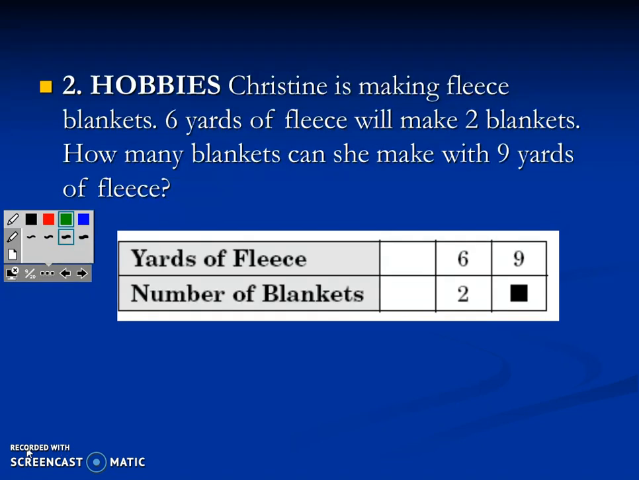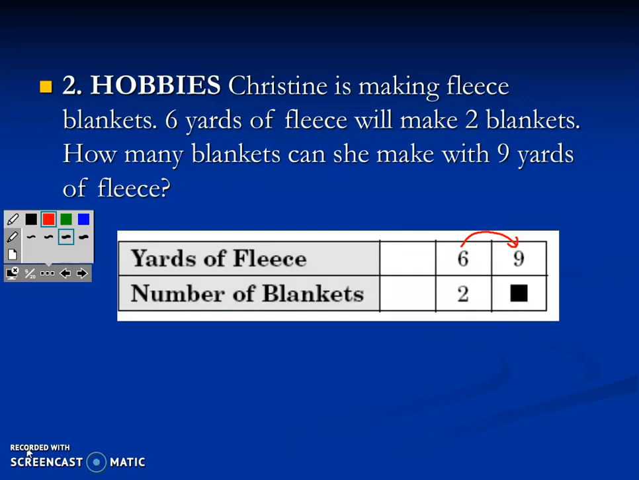So now, here's how we solve this. Christine is making fleece blankets. 6 yards of fleece will make 2 blankets. How many blankets can she make with 9 yards of fleece? So I can't effectively go from 6 to 9. There's no whole number I could multiply by to give me 9. So let's try scaling back.